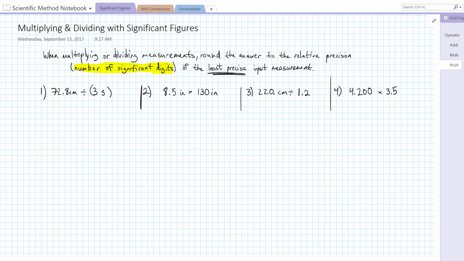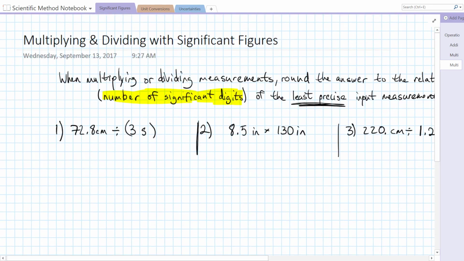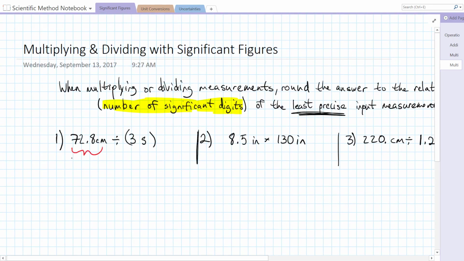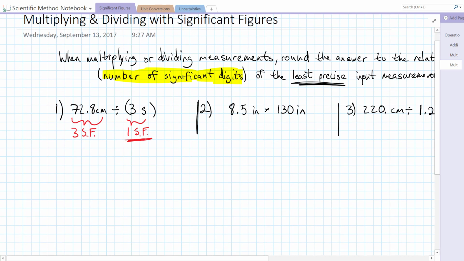Problem 1, we have 72.8 centimeters divided by 3 seconds. 72.8 centimeters has 3 sig figs. 3 seconds has 1 sig fig, which means we're going to round to 1 sig fig in our final answer. So let's just do the division with a calculator. 72.8 divided by 3, and we get a measurement of 24.2666 repeating. Our units are going to be centimeters per second.